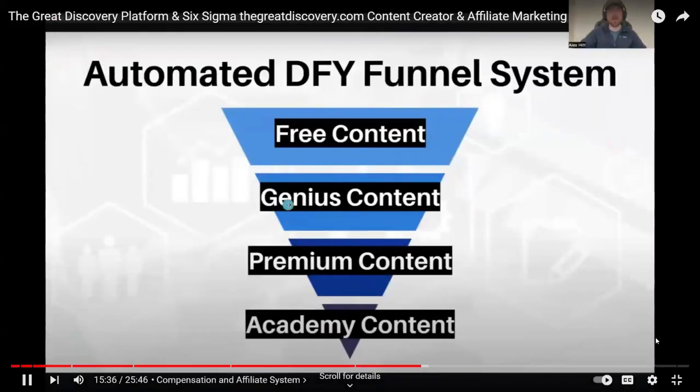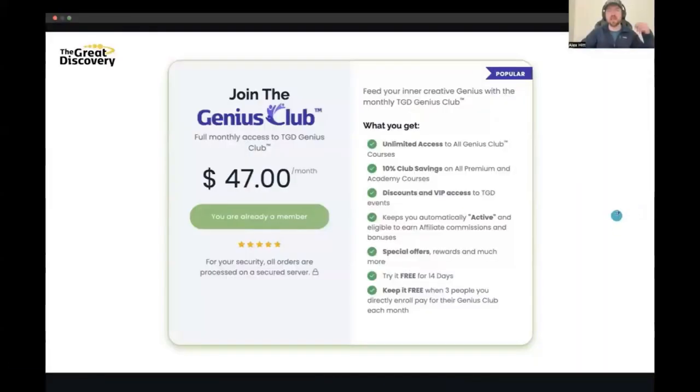The next style of content that you can offer is the Genius Club. So the Genius Club is a monthly membership. If you want to sell a monthly membership to make monthly recurring revenue, you can do so. It's called the Genius Club. It's $47 a month. And when you purchase this Genius Club, you get access to all Genius level courses, a 10% discount site-wide, special offers, VIP access, and a lot of other things. So like I said, if you want to sell a membership through the Great Discovery to make monthly recurring revenue, you can do so. It's called the Genius Club.